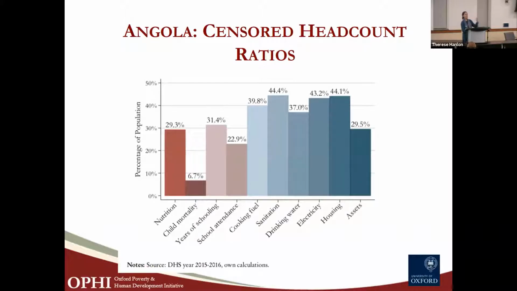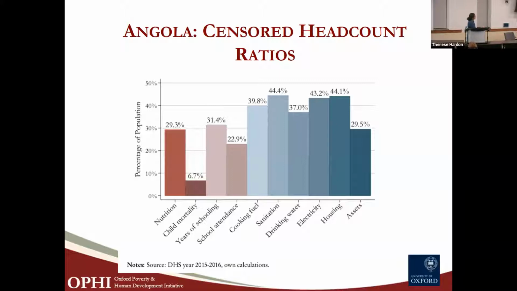Now, how are they poor? That's the next question that an MPI answers. And I'd love your help on this, because the MPI is one indicator in the SDGs, 1.2.2, but you can unpack it to look at indicators that relate to SDGs 1, 2, 3, 4, 6, 7, and 11. And so it basically looks at people being left behind in several things at the same time. And so the biggest deprivations in Angola are electricity and housing, sanitation and cooking fuel.